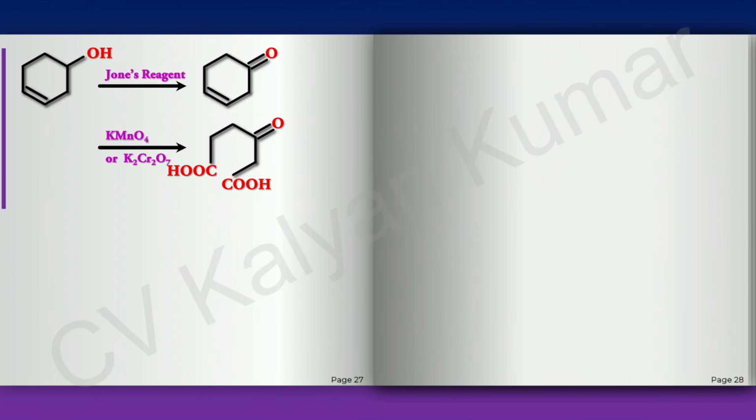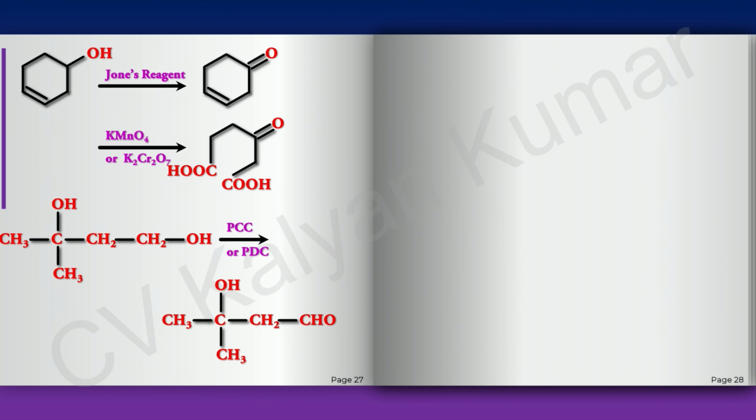If you want, you can do it slowly on your own if I'm going a little too fast. So what do you think will happen with PCC, PDC? Pause the video. Tertiary alcohols can't be oxidized even by strong ones. So here, of course, it won't do. It will only do the primary, to aldehyde.